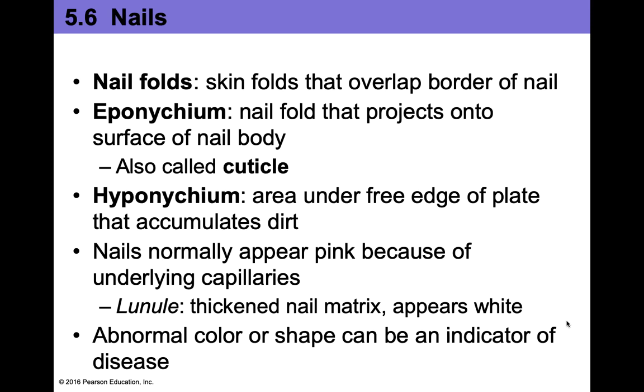Nails normally appear pink in color because of the underlying capillaries. Capillaries contain blood. Blood is red, and when it's going through, it's kind of a pinkish color. You have something called the lunule. These are thick nail matrix areas, that crescent moon that looks kind of white on your nails. It's just because it's thicker. That's why it looks white. Right? And any abnormal color or shape in your nails can be an indicator that something else is going on, like a disease or some sort of disorder, just like your skin can be indicative of the same things.